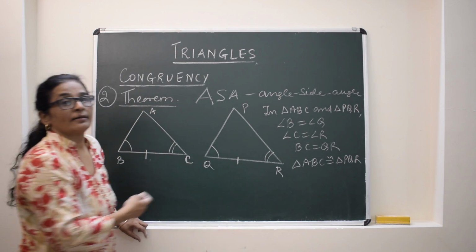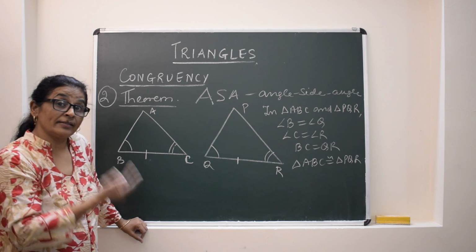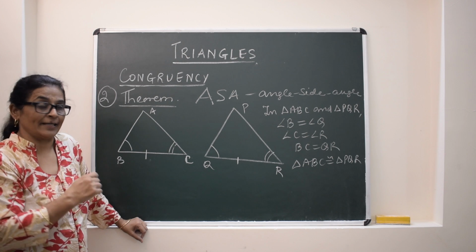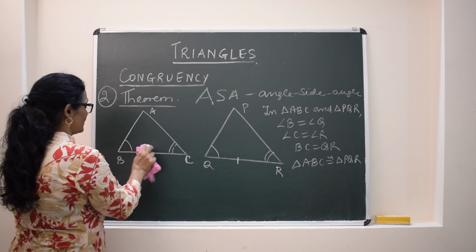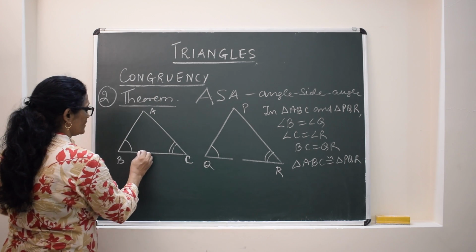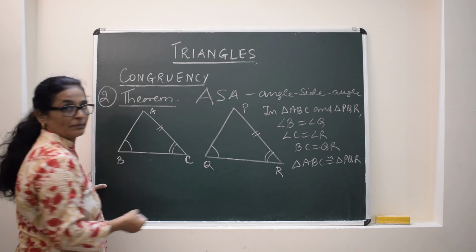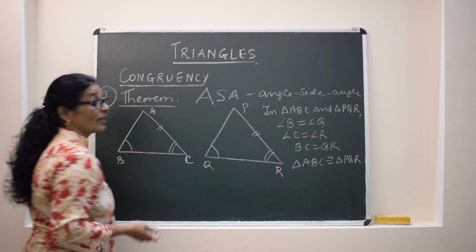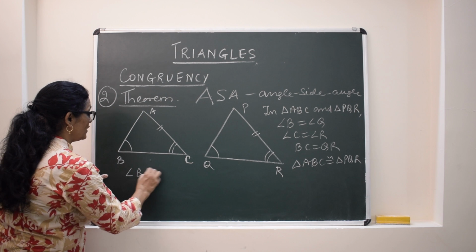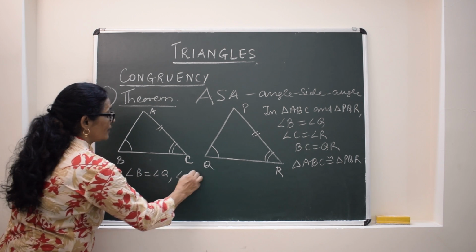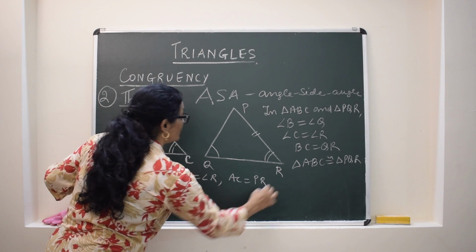Now there is one interesting thing about it. Suppose this side is not included, then will the triangles be congruent or not? Let's see. This is ASA, clear? Now, suppose I say this side BC is not equal, but any other side is equal. Suppose I say AC is equal to PR, okay? Not BC and QR, which are the included sides. Then what happens? Angle B is given equal to angle Q, angle C is given equal to angle R, and it is given that AC is equal to PR.